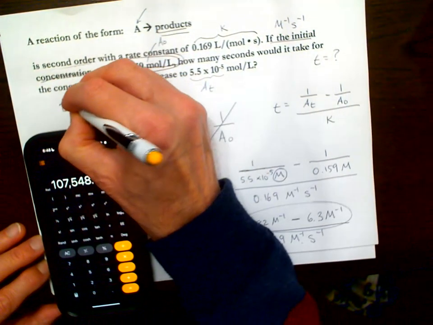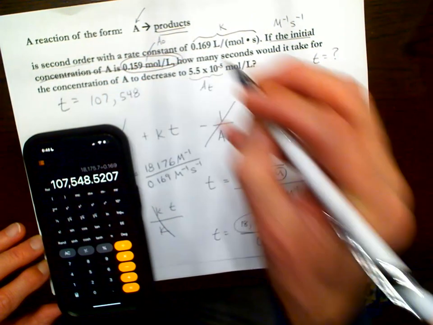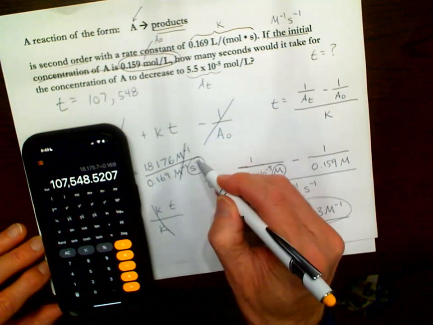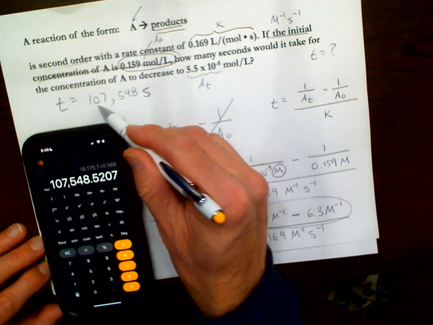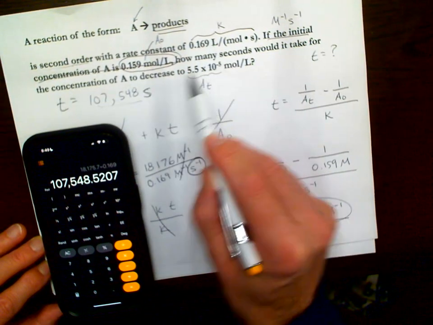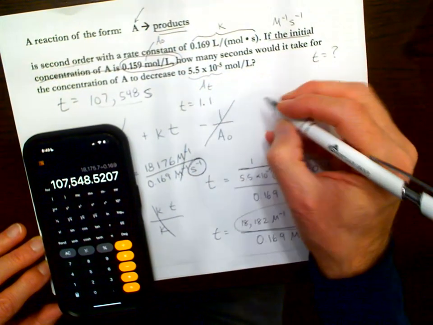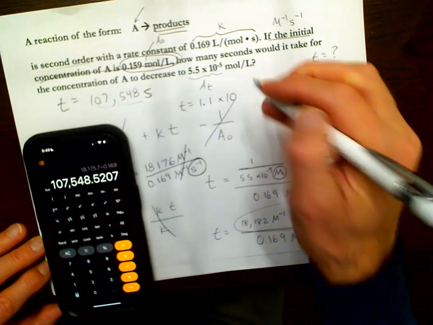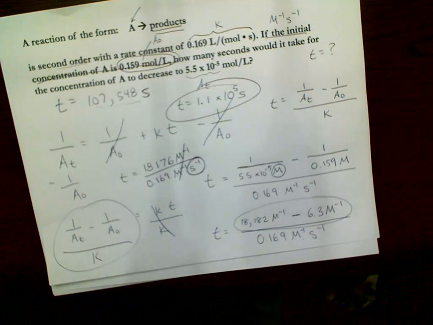My time is going to be 107,548, and the units will be seconds, because the inverse molars cancel. I have an inverse second on the denominator that's going to go to seconds. I need to write this with 2 significant digits because I have two significant digits, right? So this is going to come out to 1.1 times 10 to the 5th seconds. Oh, that's messy, but that's a wrap.